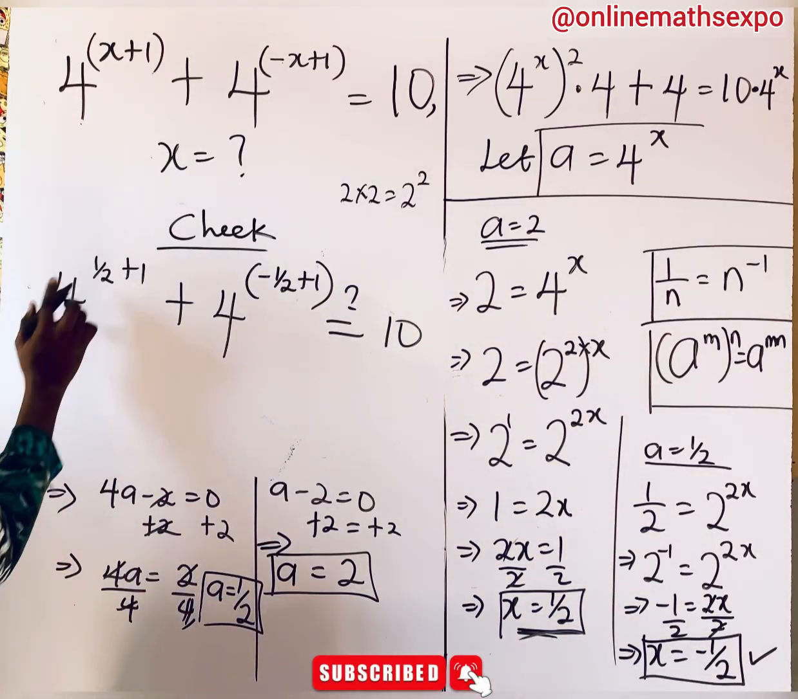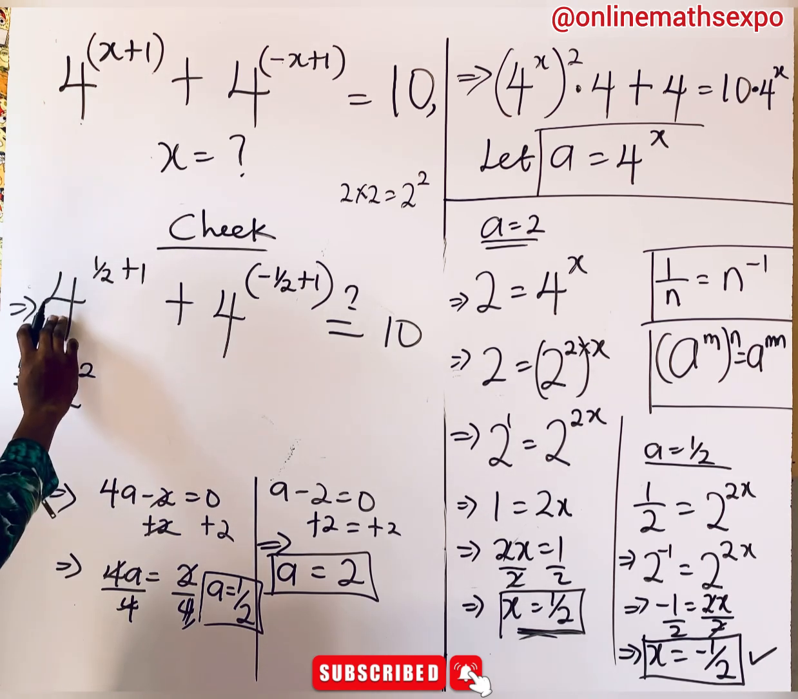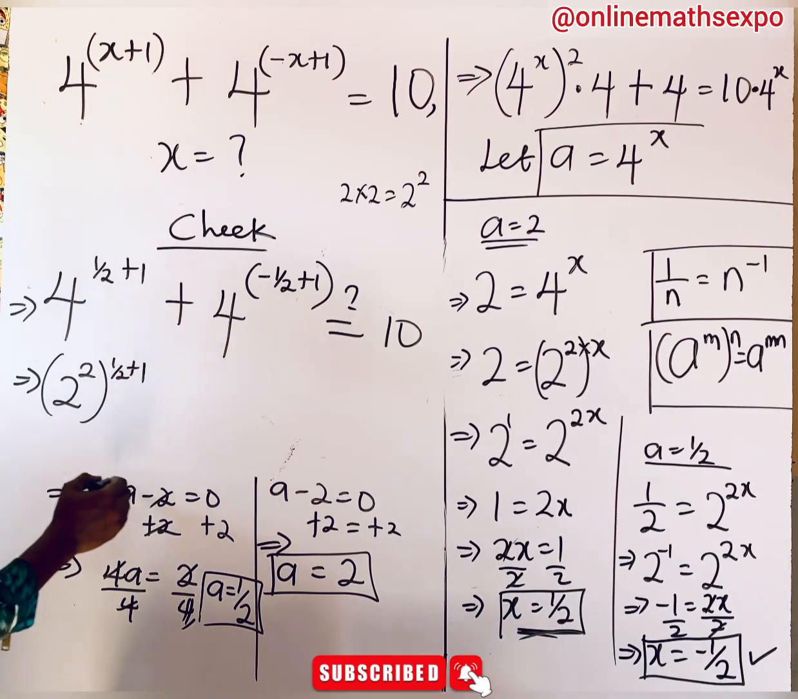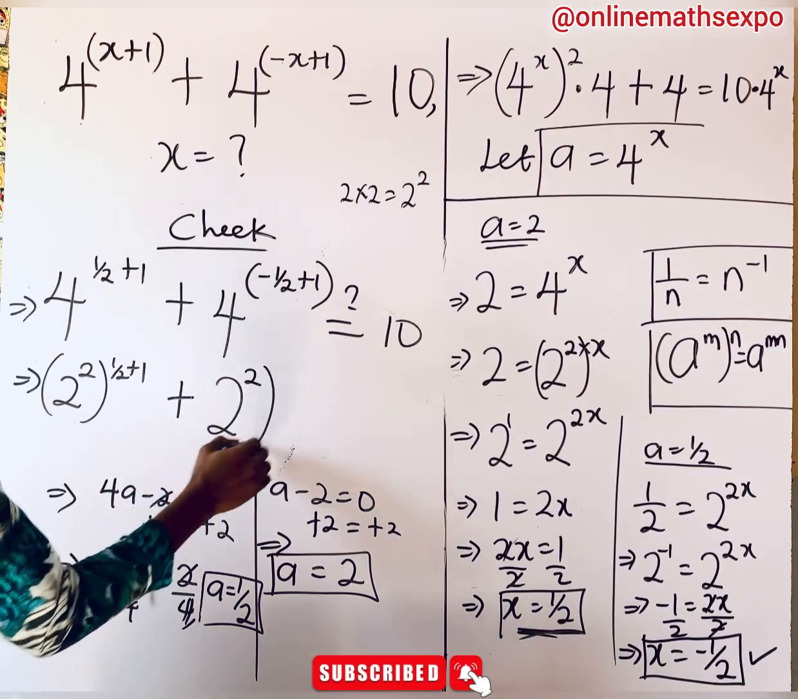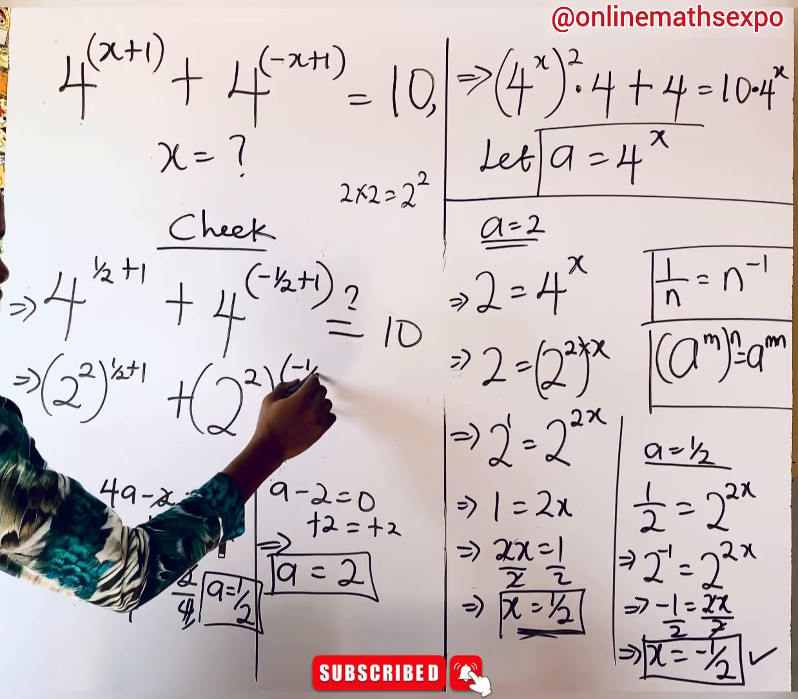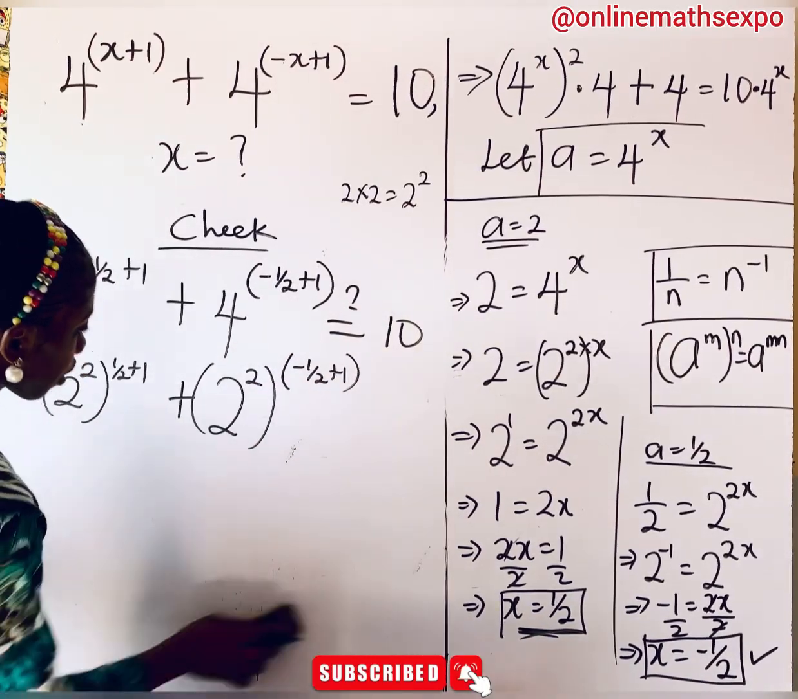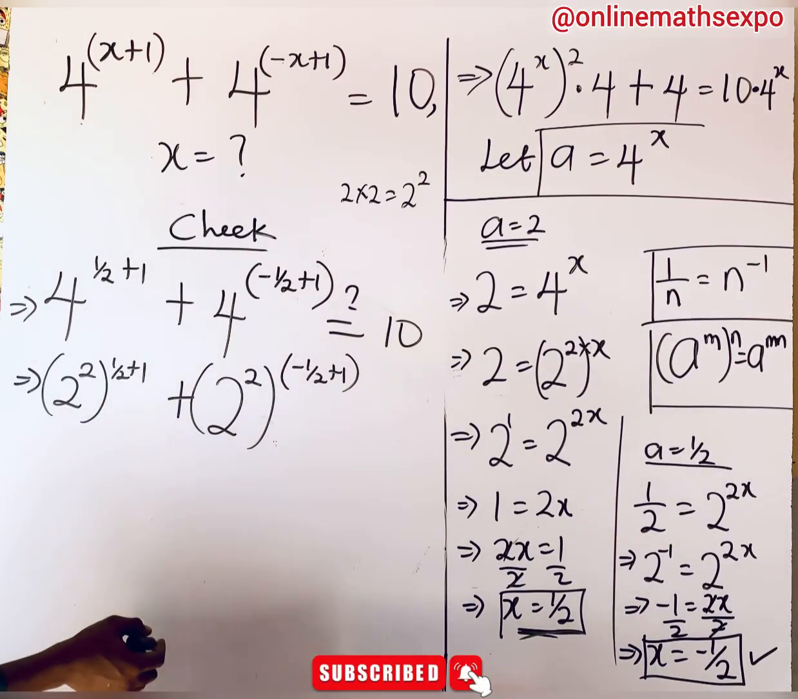So remember, 4 is the same as 2 to the power of 2. Okay? 2 to the power of 2 is what will give you 4. And if you raise it to the power of half plus 1, then plus this will give you 2 to the power of 2 raised to power of negative half plus 1. So what do you do now? You are going to still simplify this. So remember, half plus 1 is 1.5.